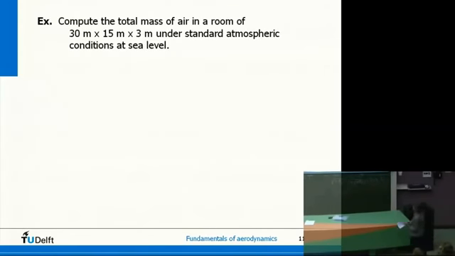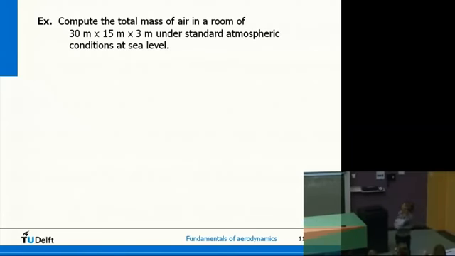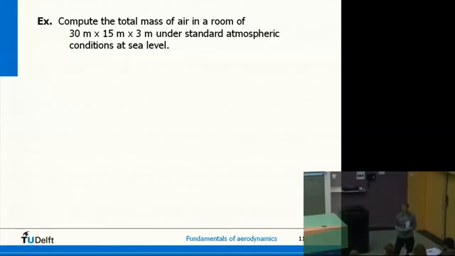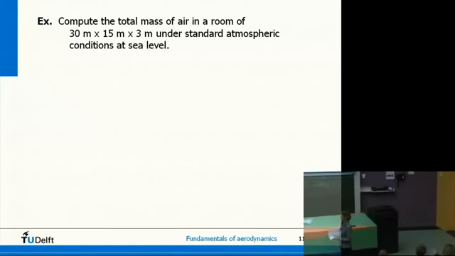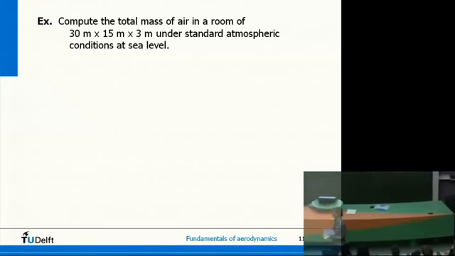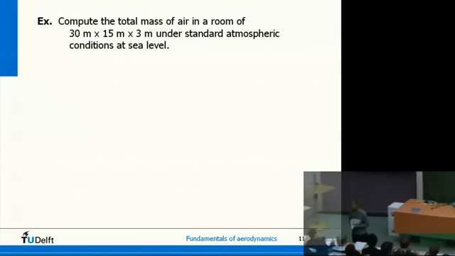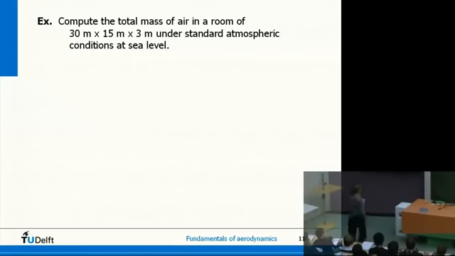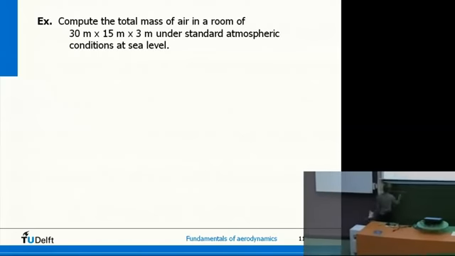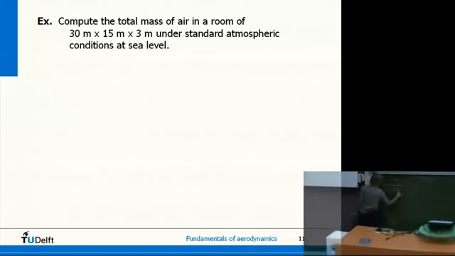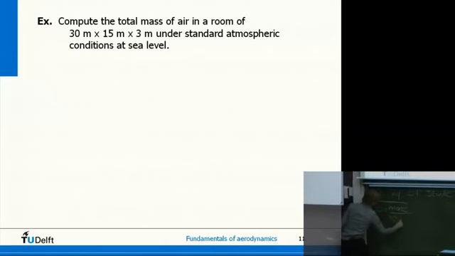Okay, then we can also do something like computing the total mass of air in a room of 30 meters by 50 meters by 3 meters. We will use the computational approach of this later in the second lecture. So how do you go about this? Suppose I ask you: what is the mass of air in this room? Density, very good start. Density is mass per volume. Yes. So mass is density times volume.